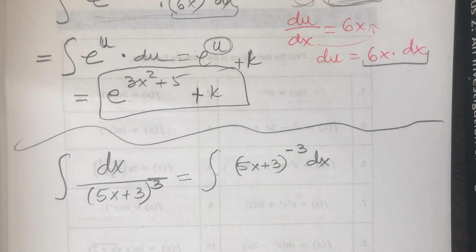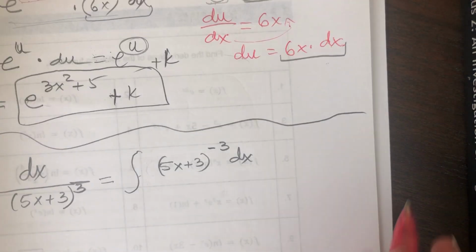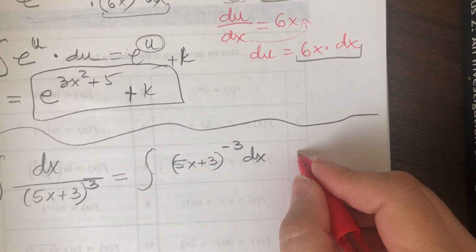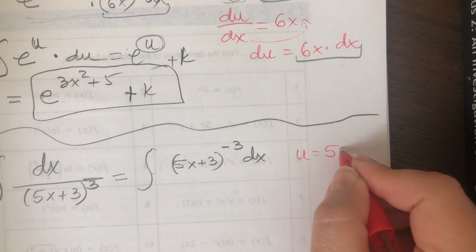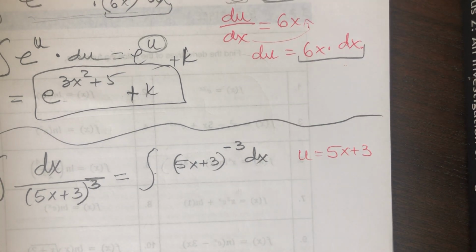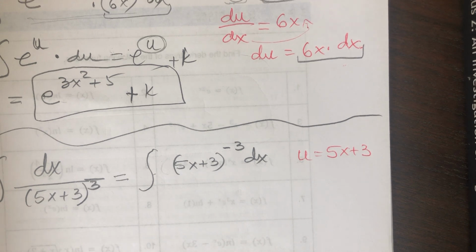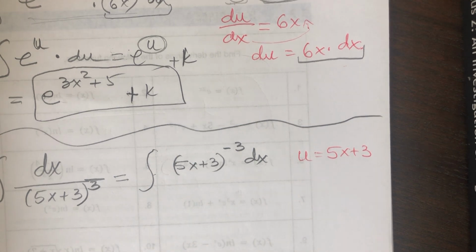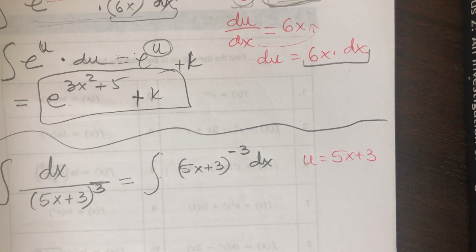Okay, so what do you think should be our u? Who should be the inside function? The inside function is clearly 5x plus 3. I know what you're thinking. You're thinking, I don't see its derivative, right? Aren't you telling me that I'm supposed to see its derivative? Where's the 5? Well, it's not there. All right, I give you that. There's no 5.